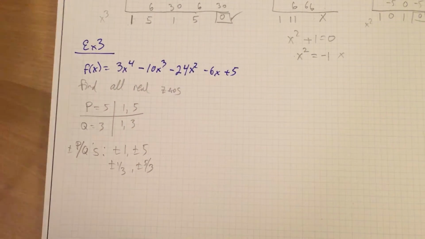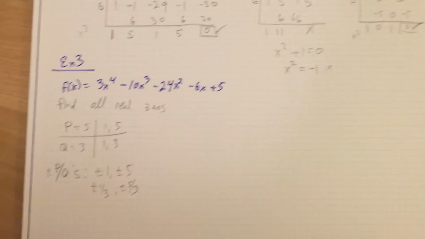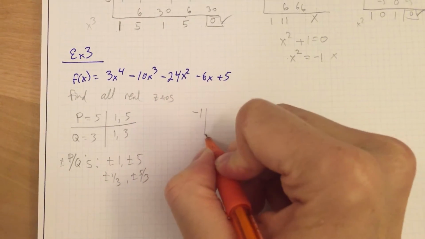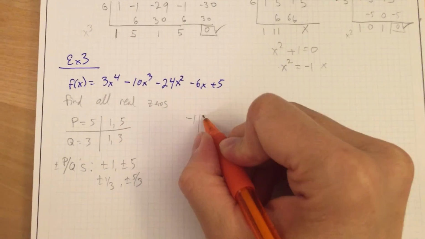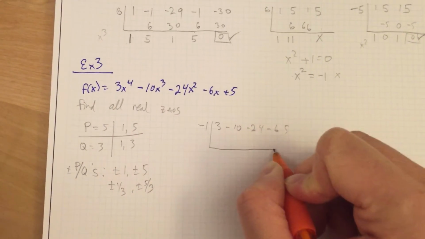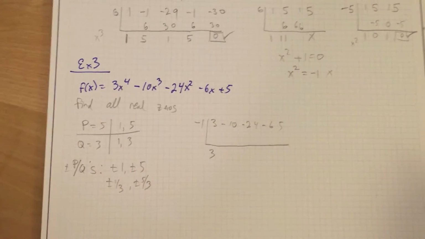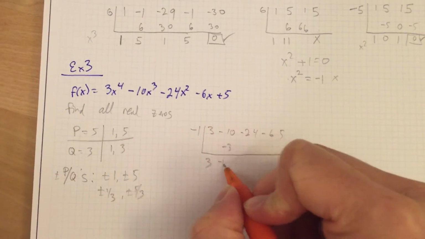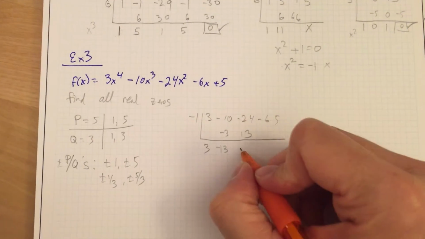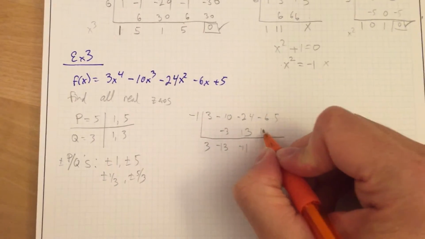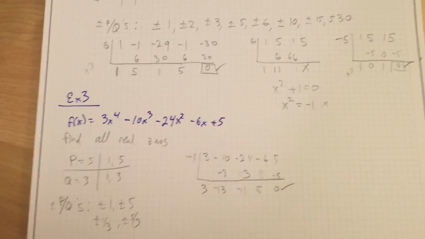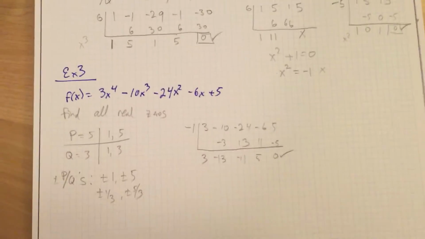So we have 2, 4, 6, 8 numbers to try. So let's try 1, see what works. So I'm going to try negative 1 to be exact. So 3, negative 10, negative 24, negative 6, positive 5. So let's bring down the 3, negative 13, positive 13. So that should give you a negative 11. Positive 11, 5, negative 5, 0. That worked out. Congratulations. You found your first real zero.